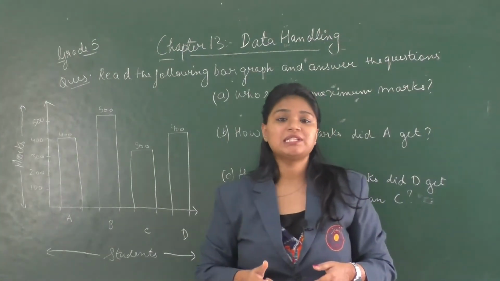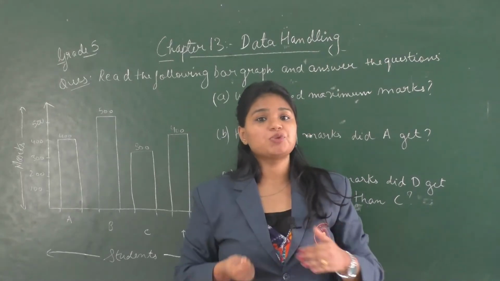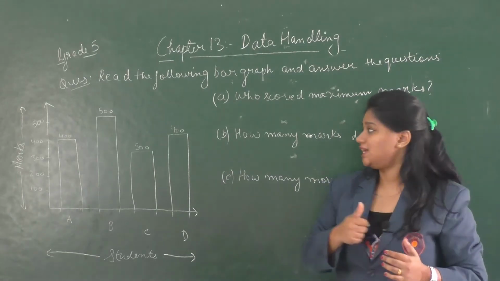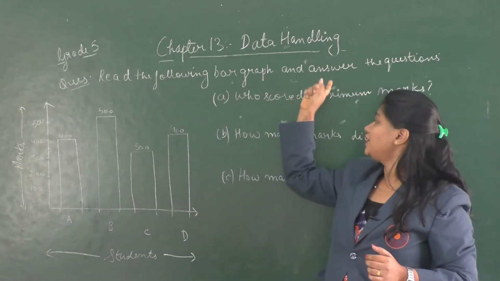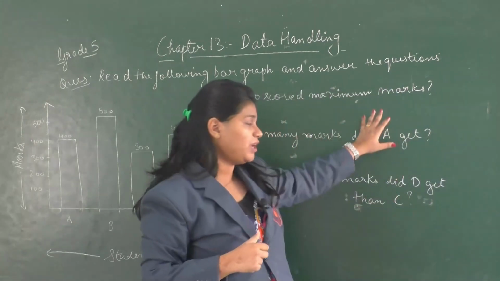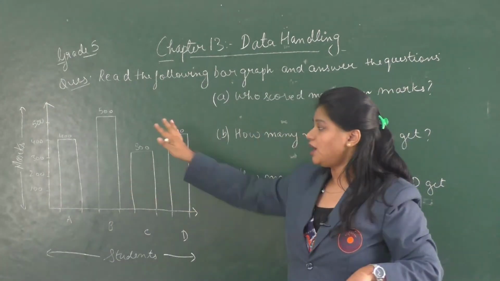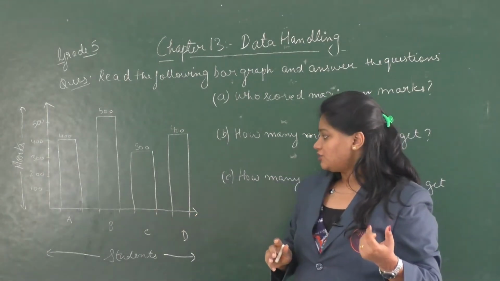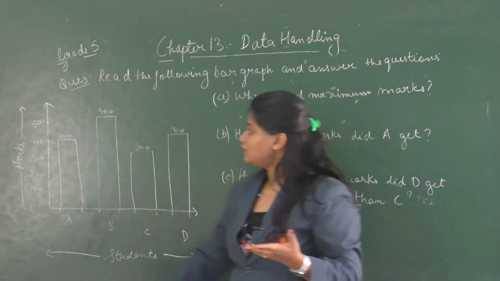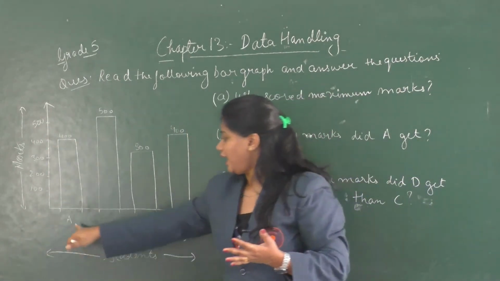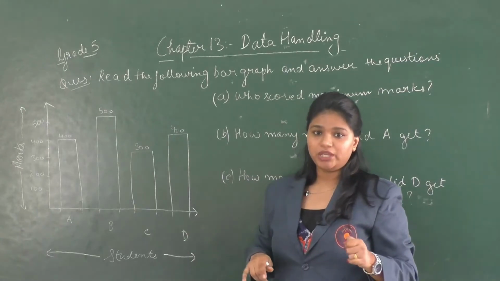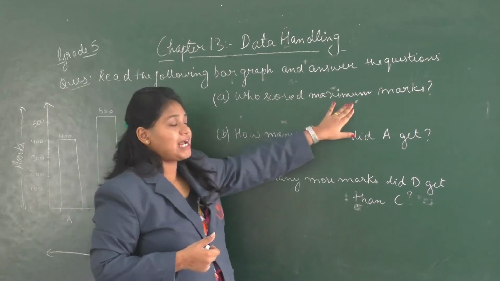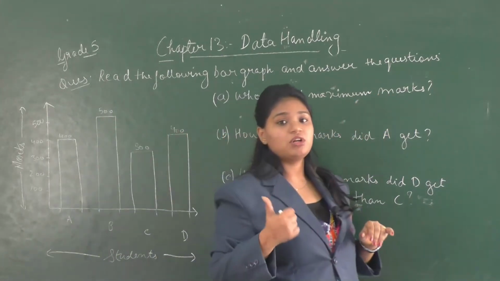Now as we can represent data using a bar graph, we can also interpret a data using a bar graph. So here we have a question which says, read the following bar graph and answer the following questions. So here we have the questions and here we have a bar graph. Now this bar graph is representing certain data. So when we notice, it's representing the marks scored by students A, B, C and D. Okay, now let's read the first question which says, who scored maximum marks? That is, which student scored maximum marks?